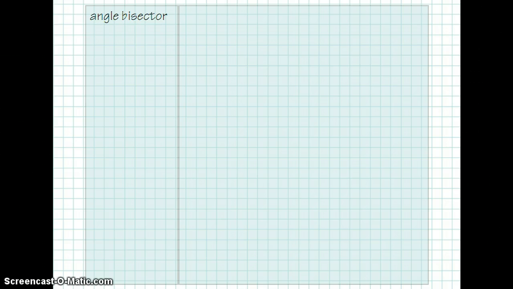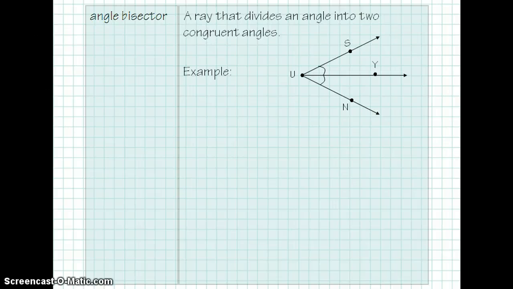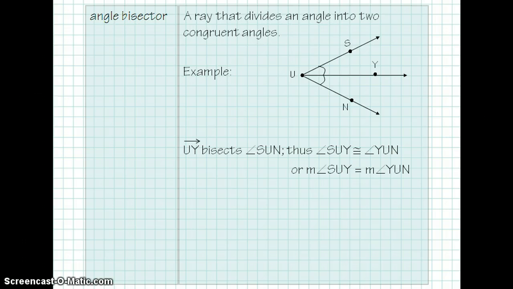Now an angle bisector, again, a segment bisector divided the segment into two pieces. An angle bisector divides the angle into two pieces. So for example here, ray UY bisects angle SUN, which means that I have two congruent angles, or I can say the measure of angle SUY is equal to the measure of angle YUN.